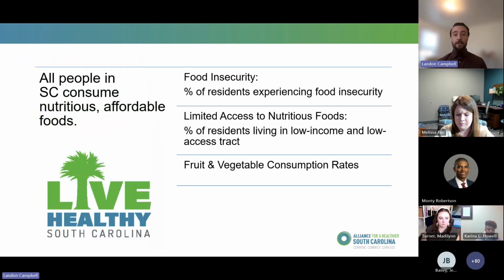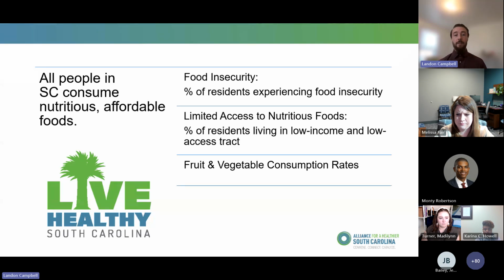So we associate two measures with population accountability, and I'm briefly going to touch on both of those using our newest state health improvement plan for examples. So first, we have our result statements. These statements are blanket statements of improvement on that same macro-level scale as population accountability. So all people in South Carolina achieve and sustain generational economic prosperity, and all people in South Carolina consume nutritious, affordable food are two prime examples of result statements.